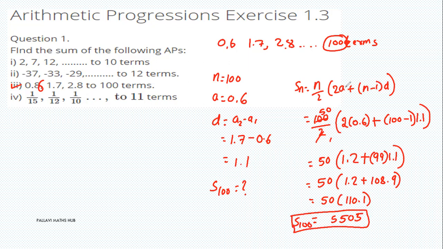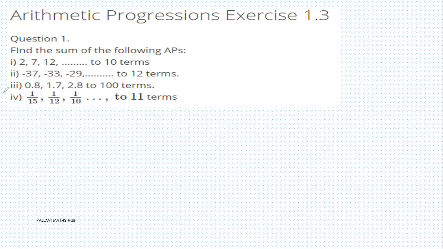5,505. So this is the final answer. Next, fourth question: 1 by 15, 1 by 12, 1 by 10, up to 11 terms. You need to find the sum up to 11 terms. The value of a, the first term, is 1 by 15.